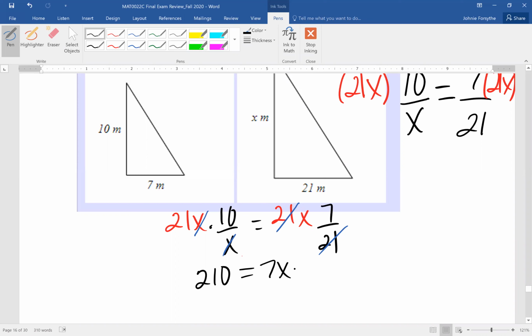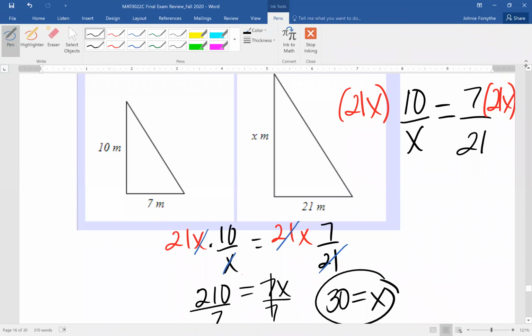All right. So now to solve for x, I'm going to divide both sides by 7. And then when I do that, I'm going to be left with 210 divided by 7 equals 30. So x equals 30. So that's the missing side length in this problem.